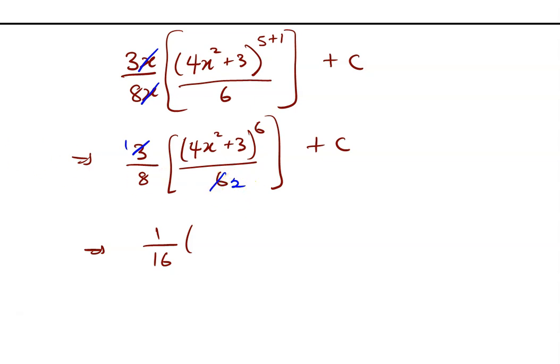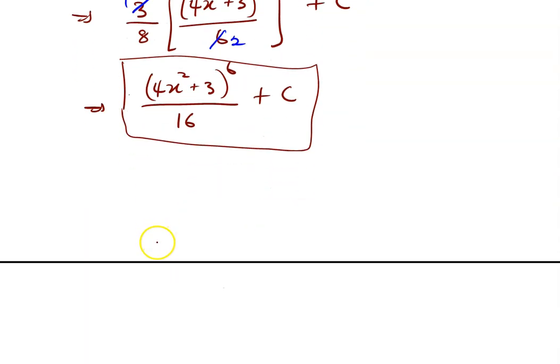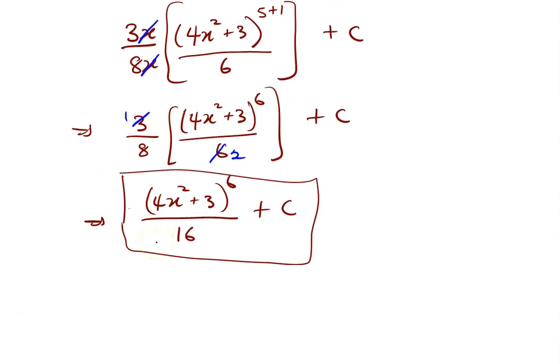Right. So let me even write it more clearer. The numerator of the expression is going to be 4x squared plus 3 exponent 6. And the denominator will be 16 plus c. So that is going to be the final expression. That's the shortcut form. Right. So let's apply the long procedure and see what we get.